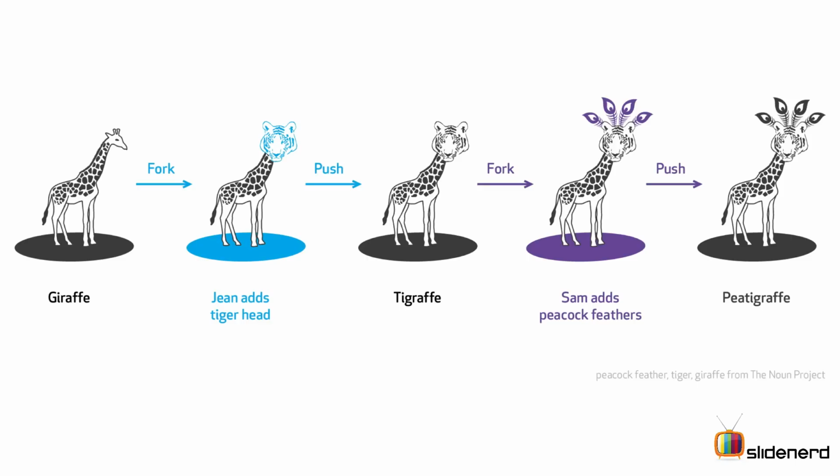And then once again, the other person, Sam, is going to create a copy of that tigraffe on his workspace or computer by using the fork command out there. And then he's going to add peacock feathers to that tiger head and finally push those changes to the remote server, which is going to turn your giraffe into a ptgraffe.